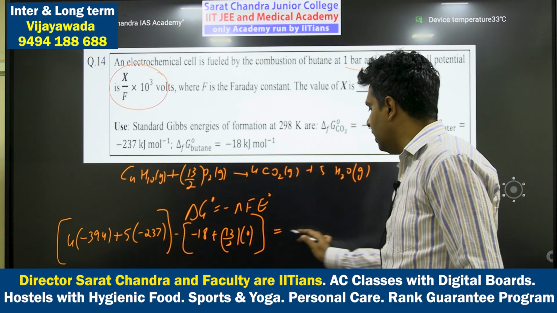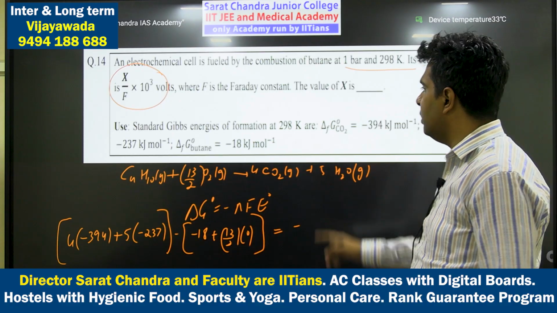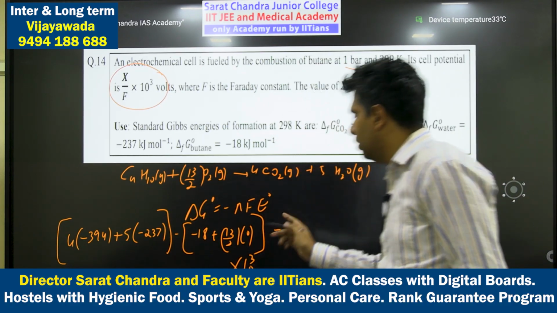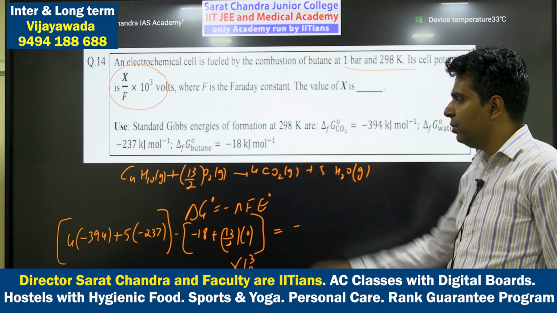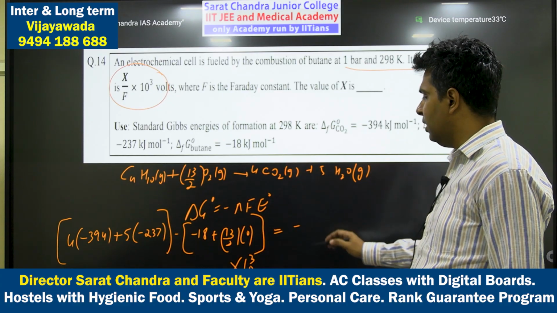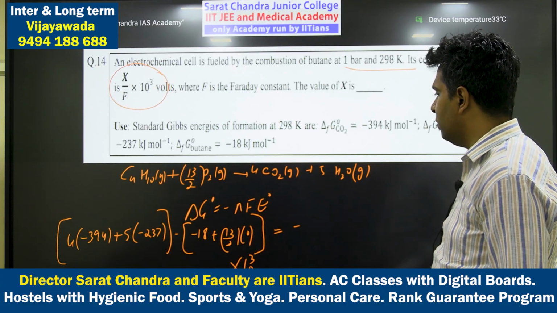That should be equal to minus NF. Now over here delta G naught is given in kilojoules. So I am multiplying by 10 to the power minus 3. That will give me the answer in joules. I am working in SI unit. So Faraday is also in SI unit I'll take, that is coulomb, 96500 coulomb.